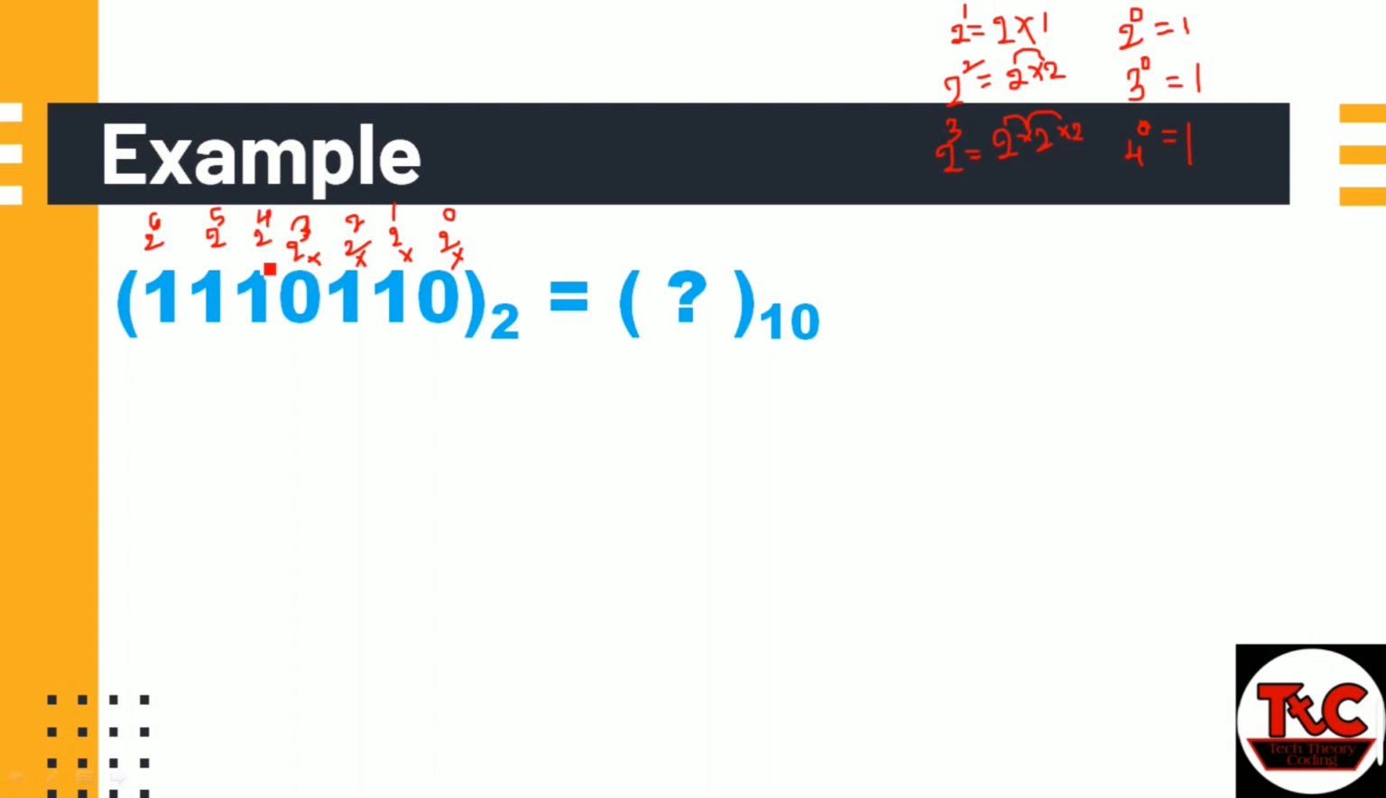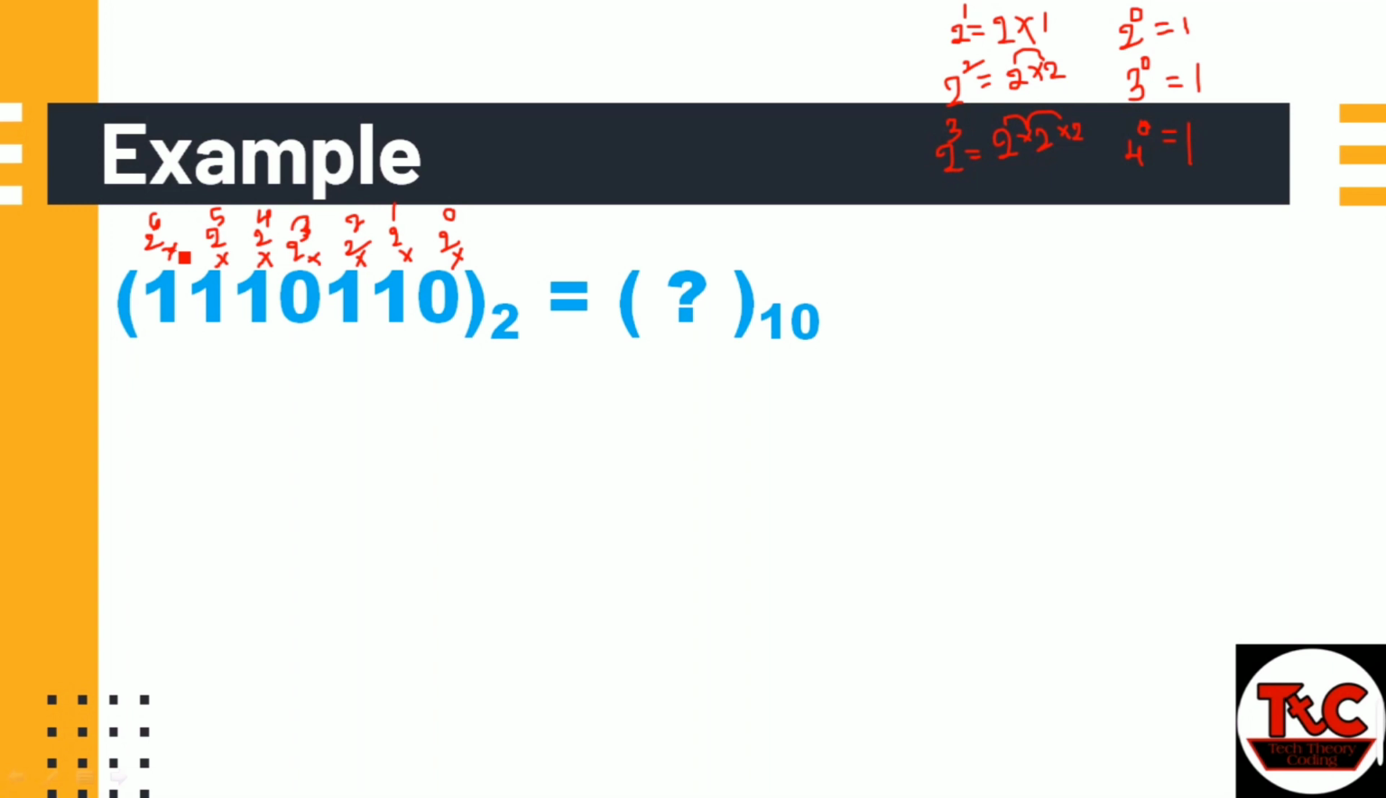2 to the power 4 is 16. 16 will be multiplied with this given value 1. 2 to the power 5 is 32 and 32 will be multiplied with 1. And 2 to the power 6 is 64. That will be multiplied with 1.